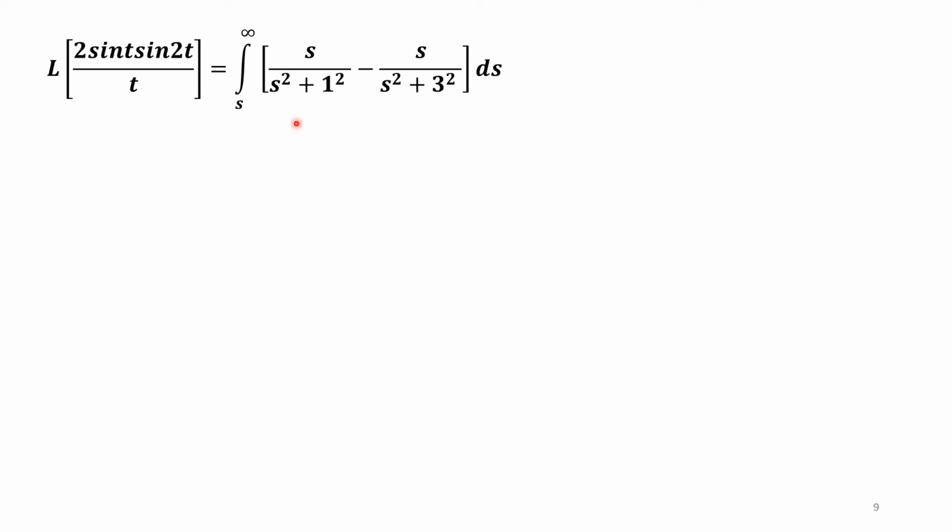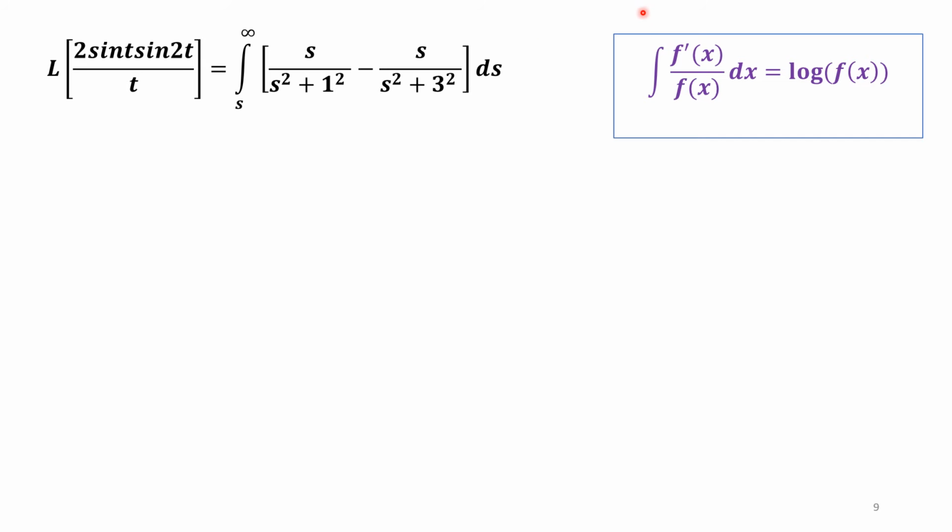Again integrating this using the same formula, f dash of x upon f of x dx is log f of x. So applying the formula here, s upon s square plus 1 will become, again when we calculate the derivative of the denominator, it is 2s in both the cases, but 2 is missing here. So multiplying and dividing by 2, we can write this as half log s square plus 1 minus half log s square plus 9.